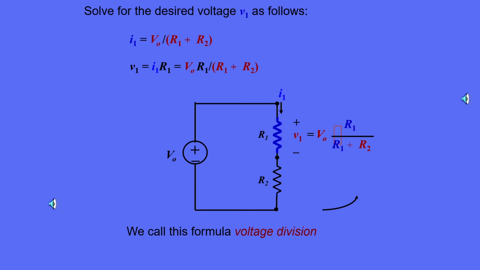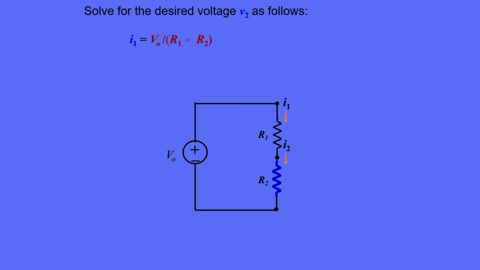It's helpful to remember the voltage division formula in words. You take the voltage that is being divided, and the voltage that you want to compute is equal to the total voltage times the resistor across which you want it, divided by the sum of the resistors. Or, for short, the resistor you want divided by the sum. We can do the same thing to solve for the voltage V2. We again know that I1 is V0 divided by R1 plus R2.